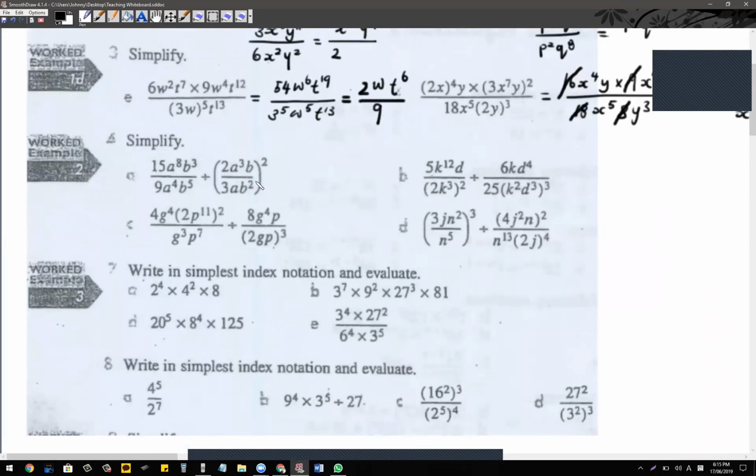Now let's go through this one. You're going to actually copy that.